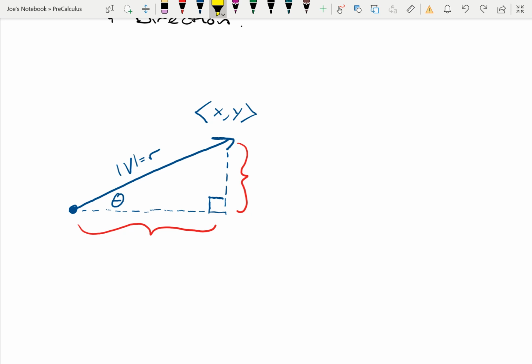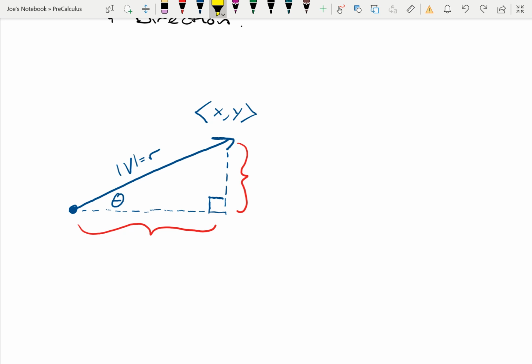So the component form of that vector is that x, y. It's that horizontal component and that vertical component. It has to travel this far left and right, in this case right, and it has to travel this far up. So everything works out to be very simple 8th grade SOHCAHTOA. Let's just go ahead and use that.